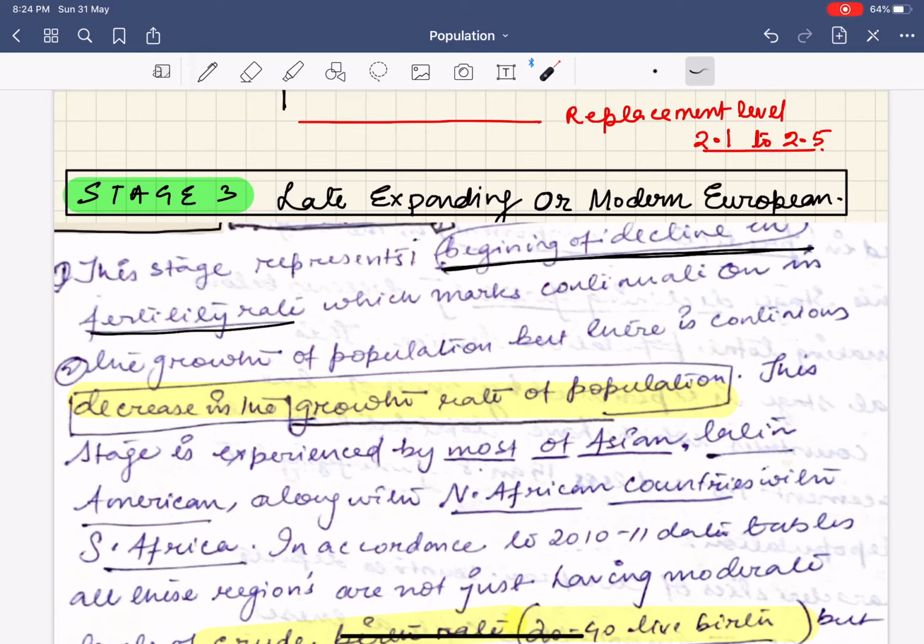Hence, there is a decrease in the growth rate. Please understand this, the growth rate of the population. What I want to explain is that though the population increases, the growth rate of the population decreases. It means if the population growth rate was 10, it becomes 5. But again, if the population growth rate is 5, the population is increasing, but the growth rate has declined.